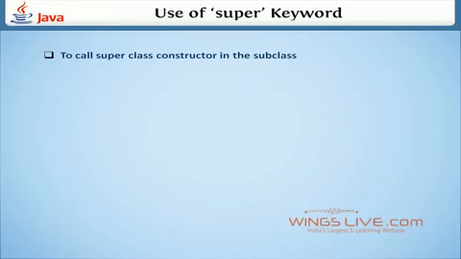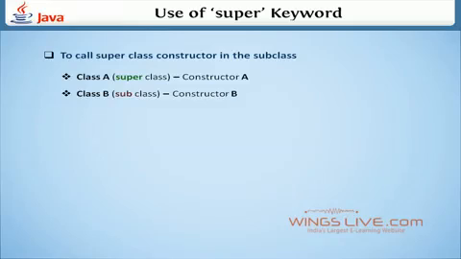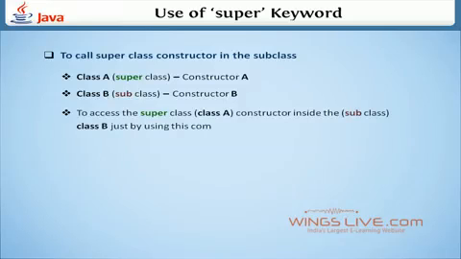To call a superclass constructor in the subclass, consider class A is the superclass that has constructor A. Then class B is the subclass that also contains its own constructor B. We can access the superclass, class A, constructor inside the subclass, class B, just by using this command. Here, super is the keyword without parameters.